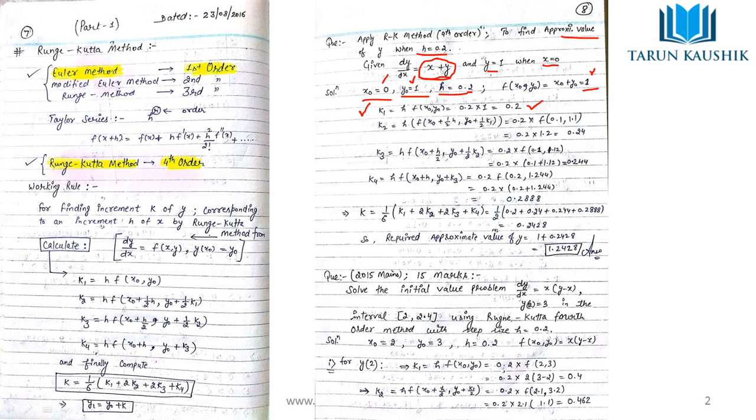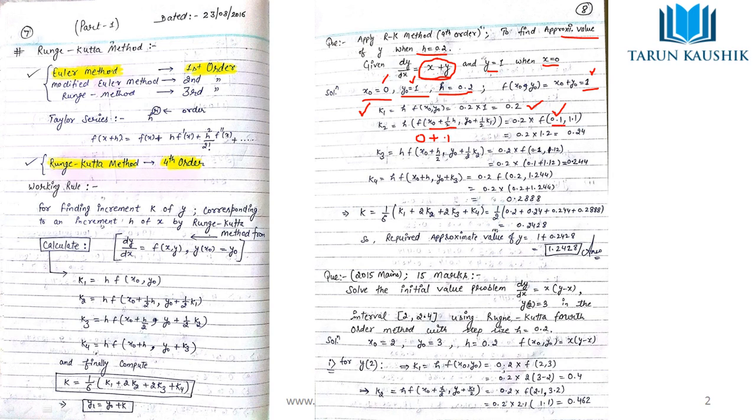Now how to calculate this? x0 is 0 and half of h is 0.1, because h is 0.2, so half is 0.1. So 0 plus 0.1 is 0.1. Similarly, y0 plus half of k1: k1 is 0.2, so half of k1 is 0.1. y0 is given as 1, so 1 plus 0.1 is 1.1.